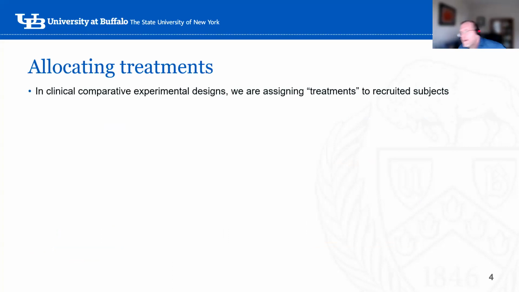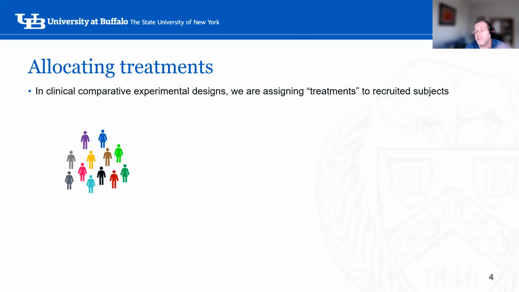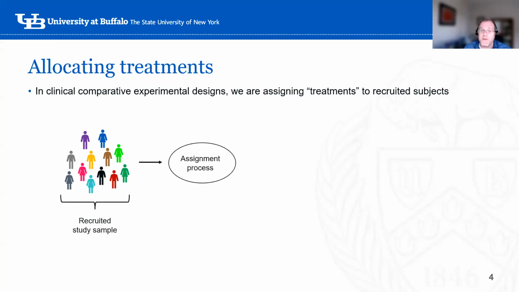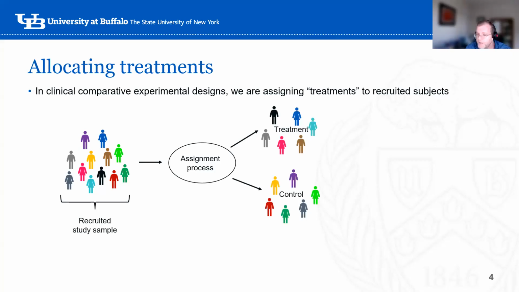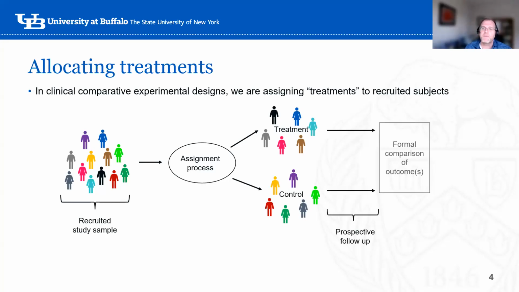So when I think about establishing causation, that usually involves allocating individuals to some groups. So I get a recruited sample, I have some patients or volunteers that meet my eligibility criteria, and then from there there's some kind of assignment process where I might assign them to, let's say, 2 groups. It could be more, but let's keep it simple here. And then since it's a trial, I'm going to follow them forward in time. It's a prospective experiment, and at some point I'm going to do some formal comparison of outcomes.